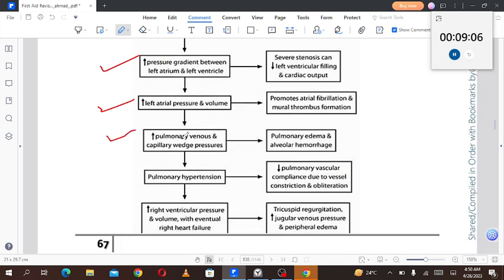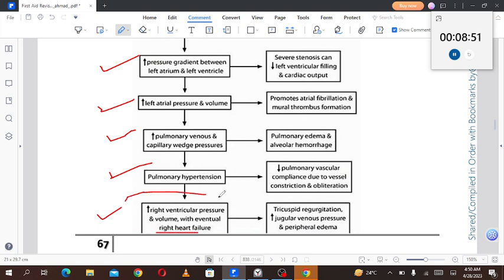Increased pulmonary venous capillary wedge pressure will cause pulmonary hypertension, because the blood pressure inside the capillaries inside the lungs is increasing, because that blood cannot be drained into the left atrium, and ultimately there is increased right ventricular pressure and volume with eventual right-sided heart failure.